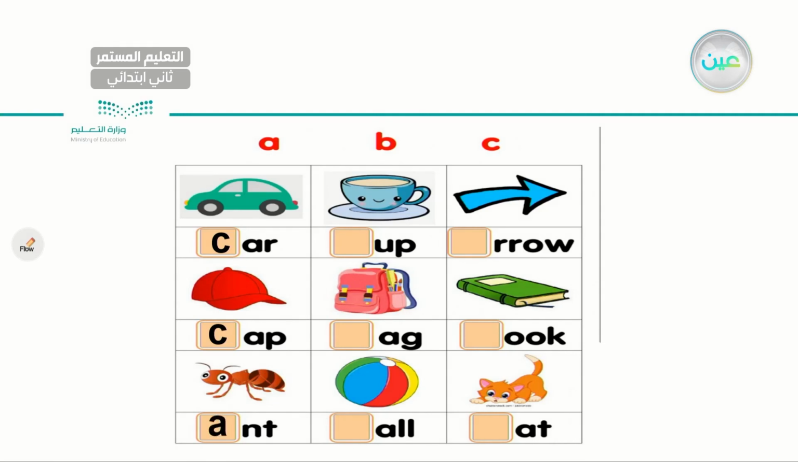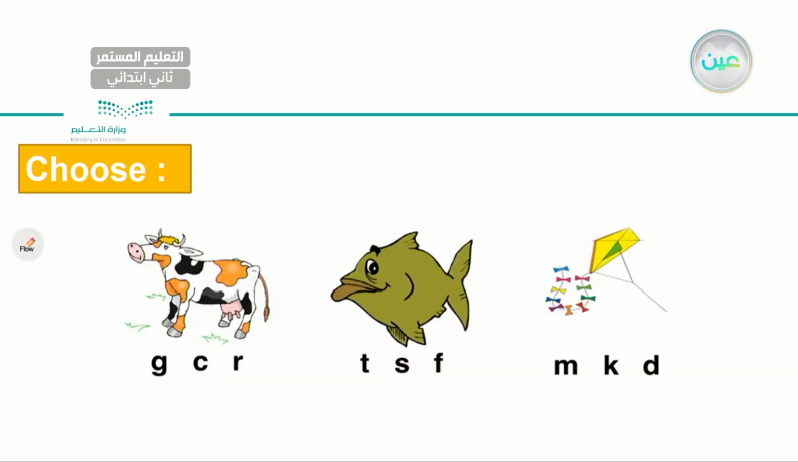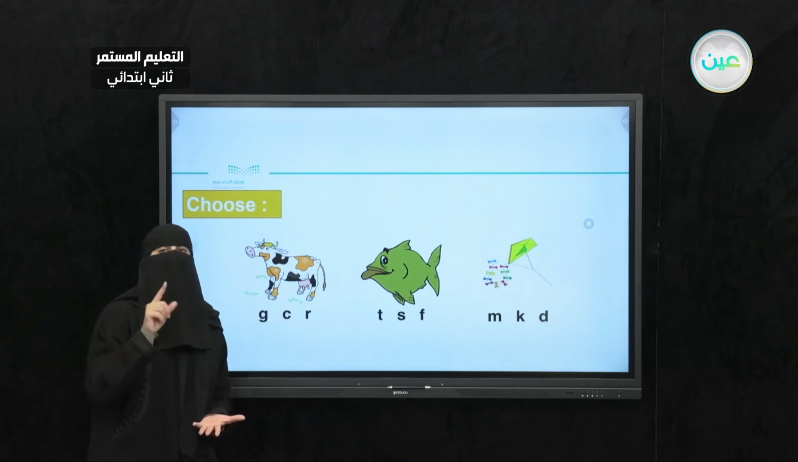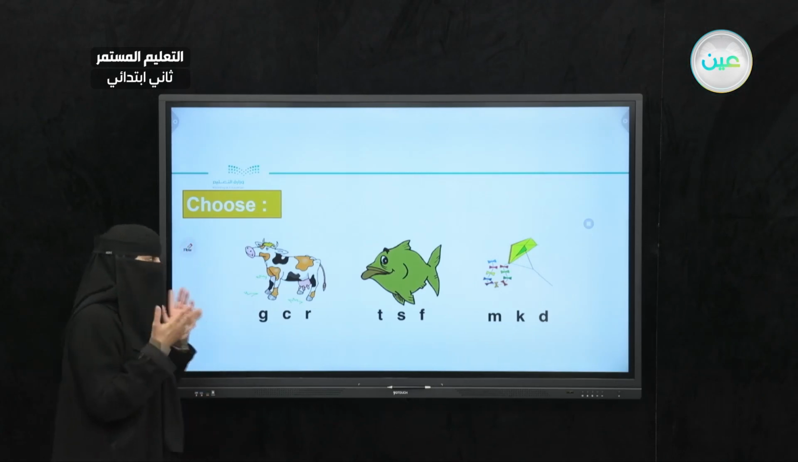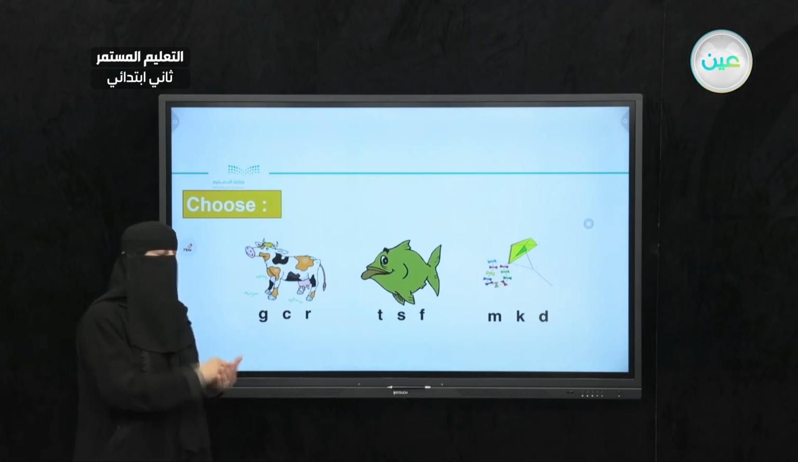Very good. Let's go to the next column. I have a cup. C. Bag. B. A ball. B. Very good. Last one. Arrow. A. Book. B. Cat. C. Very good, my dear student. Excellent. Now, choose the correct letter. I'll be saying some words, and I need you to circle or write down the letter that this word started with.